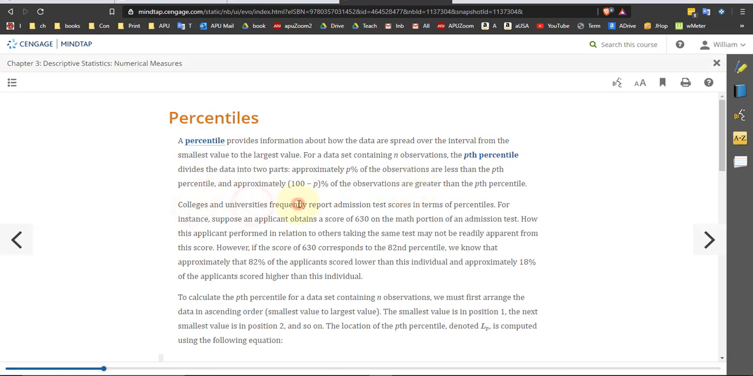Colleges and universities frequently report admissions test scores in terms of percentiles. For example, suppose an applicant obtains a score of 630 on the math part of an admission test. How this applicant performed in relation to others taking the test may not be readily apparent from this score. We don't know what percentile this is. However, if the score 630 corresponds to the 82nd percentile, we know that approximately 82% of the applicants scored lower than this individual, and approximately 18% of the applicants scored higher than this individual.